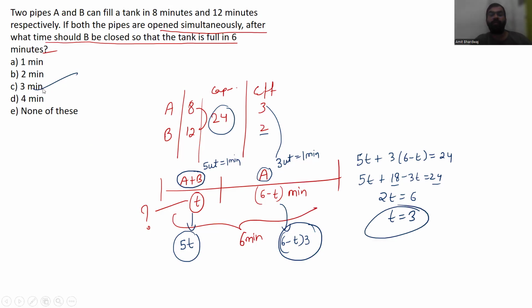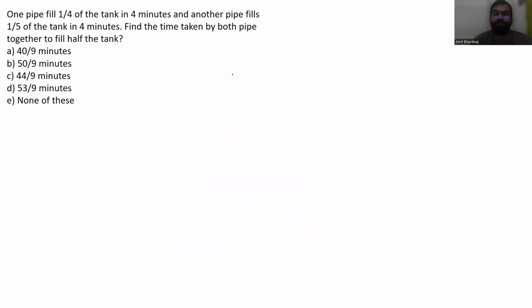And again, a little different question, but I'm using the same scenario. Okay, let's move toward a new one. The question is, one pipe, let's say pipe P, fills 1/4 of the tank in 4 minutes, so definitely it fills fully in 16 minutes. Another pipe, let's say Q, fills 1/5 of the tank in 4 minutes, so the full tank in 20 minutes.